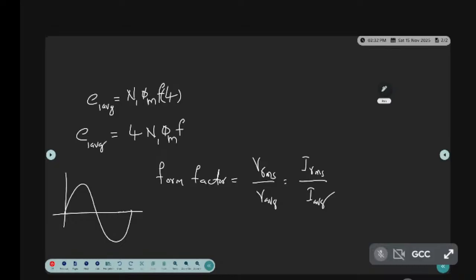What is the RMS value of an alternating quantity? VRMS is equal to Vm by root 2. Right, very good. And then the form factor of the alternating quantity is 1.11. So you have to get the RMS value. So RMS value is equal to form factor into average value.